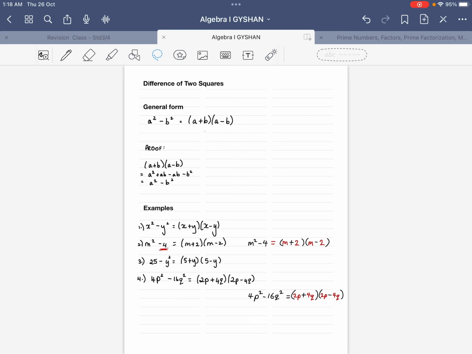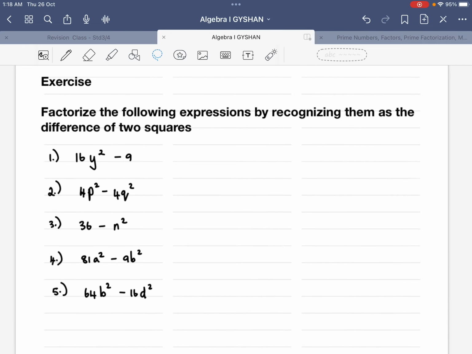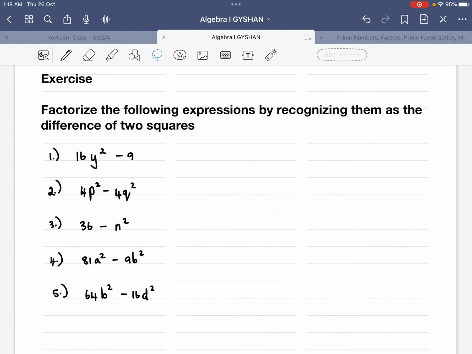Once you are finished taking down the examples, we'll move to some questions. Let's go. Try these, please. That's correct.